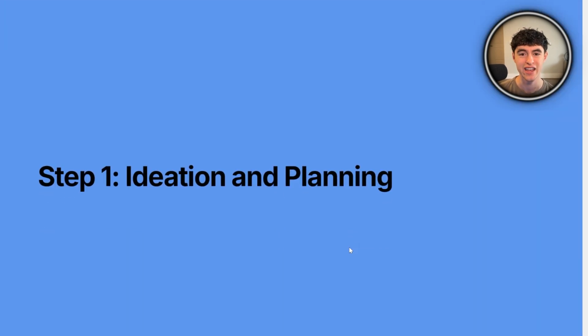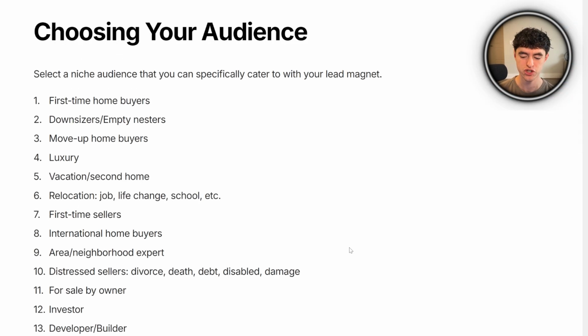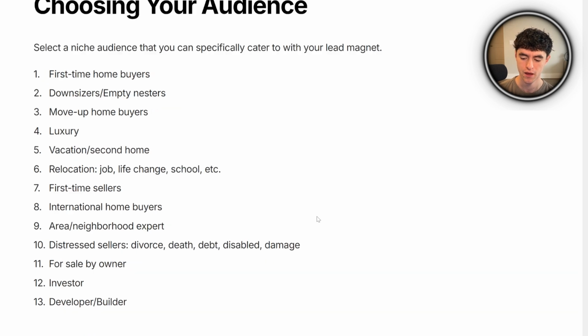So next, we're actually going to get into creating great lead magnets. Step 1 is ideation and planning. For this, you want to choose your audience. You want to select a niche audience that you can specifically cater to with your lead magnet, whether it's first-time home buyers, downsizers, empty nesters, move-up home buyers, luxury, vacation home, etc.